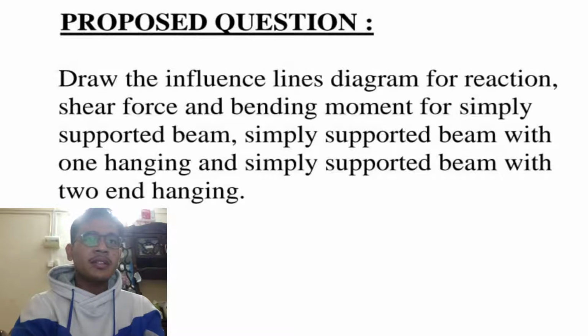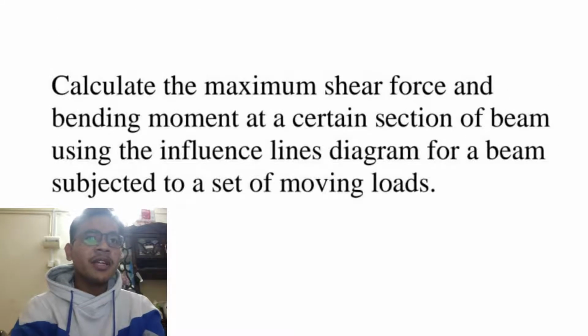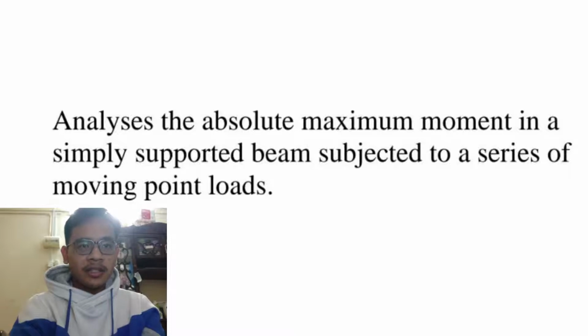We are given the purpose question: draw the influence line diagram for reaction, shear force and bending moment for a simply supported beam, a simply supported beam with one overhang and a simply supported beam with two overhangs. Calculate the maximum shear force and bending moment at a certain section of a beam using the influence line diagram for a beam subject to a set of moving loads. Analyze the absolute maximum moments in a simply supported beam subject to a series of moving point loads.